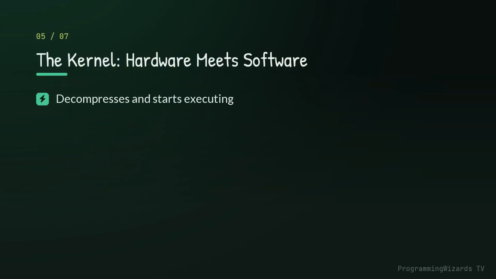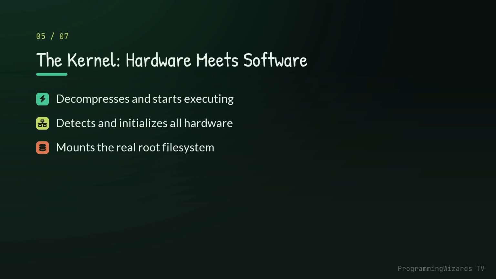Once the kernel is in memory, it decompresses. The on-disk image is typically 2 to 3 megabytes, but balloons to 5 or 10 uncompressed. It sets up memory management with page tables, starts the process scheduler, and begins probing hardware. CPU cores, drives, network cards, USB controllers. It mounts your actual root file system and discards the temporary initramfs. Then it executes the very first user space program, which on modern distros is systemd.